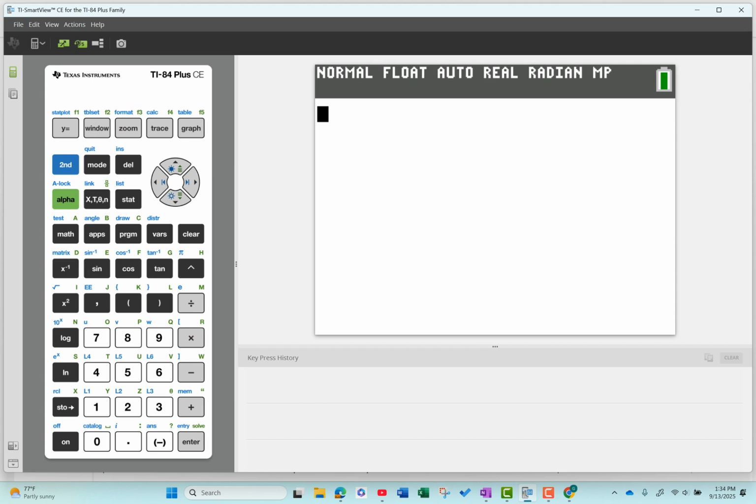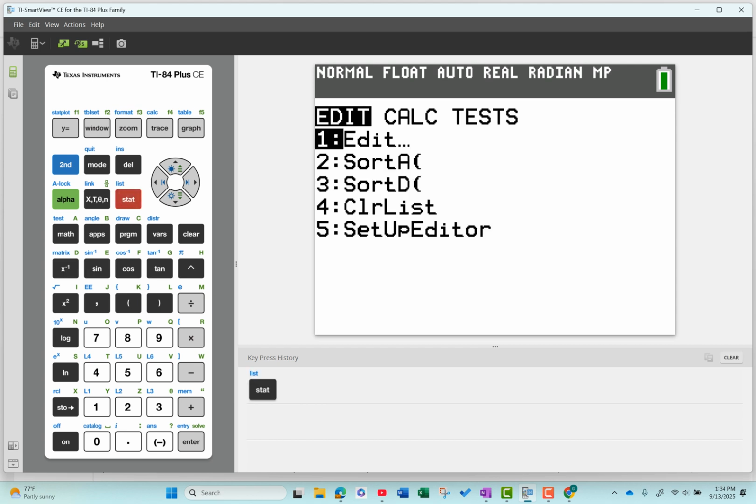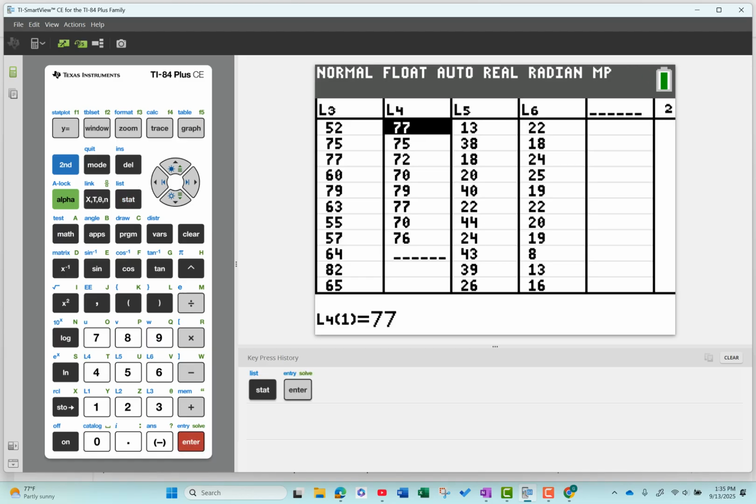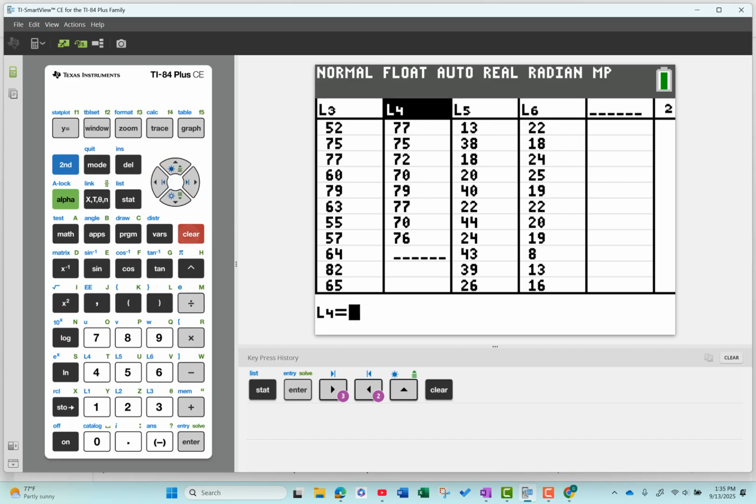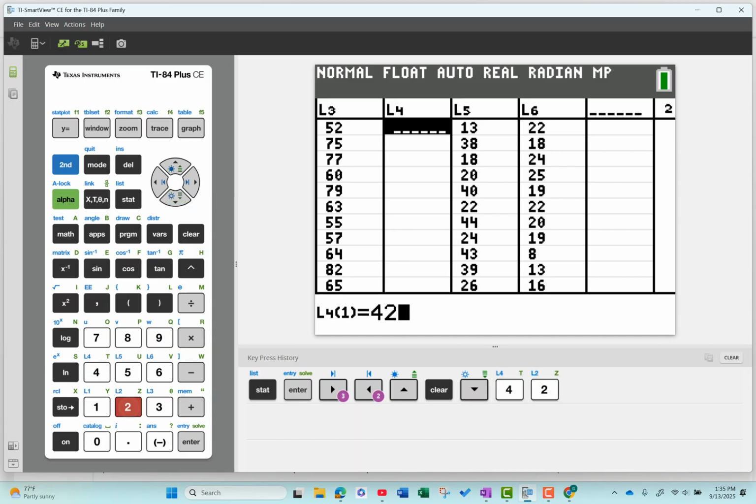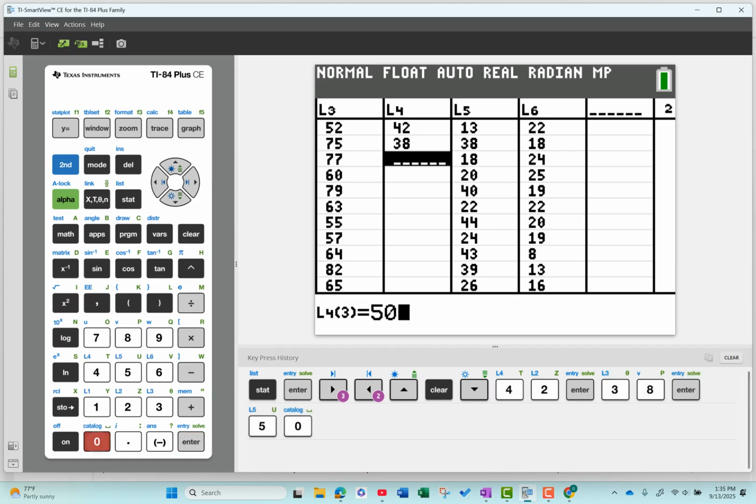I'm going to start by pressing stat, and then I'm going to press enter, which I got the one highlighted. And I'm going to have lists here. These are previous ones that I've done, so I'm going to clear some of these out and show you. We're going to enter in all the data points. So we got 42, then you press enter. That's the first data point. 38, press enter. 50, press enter.